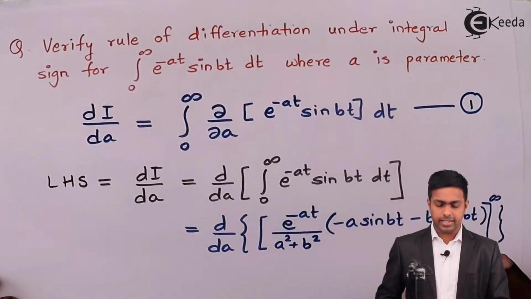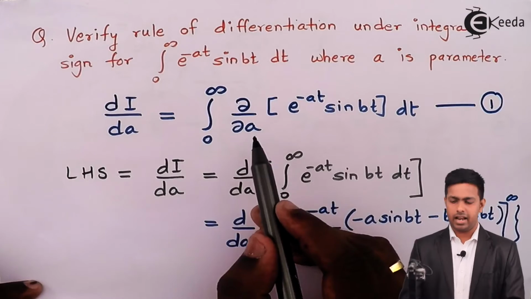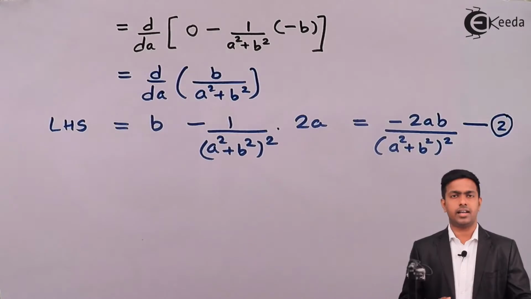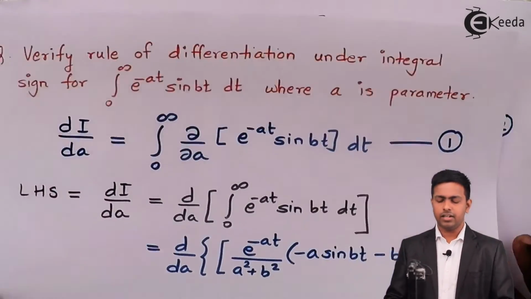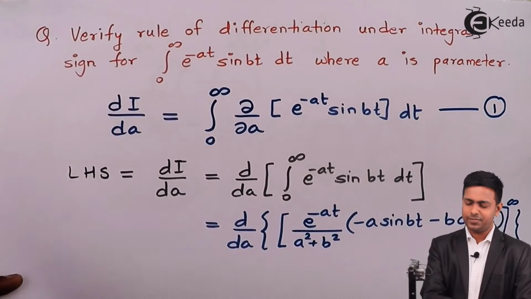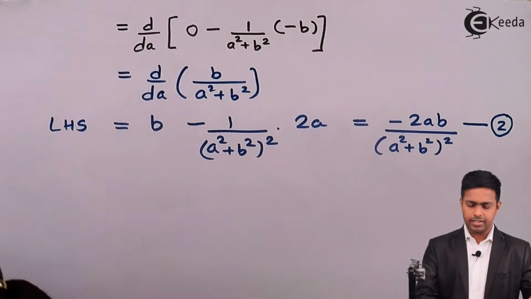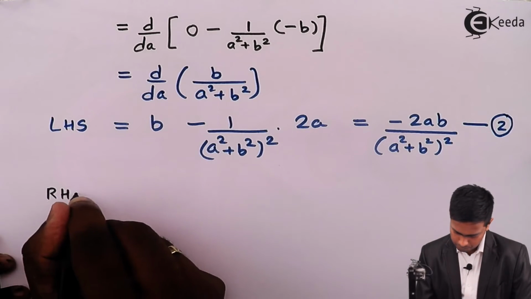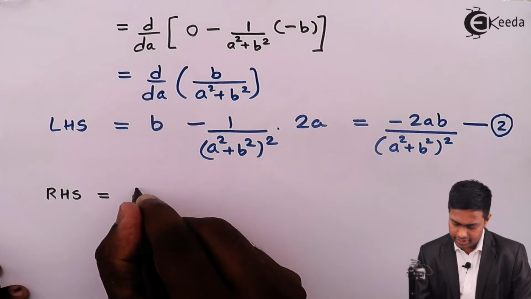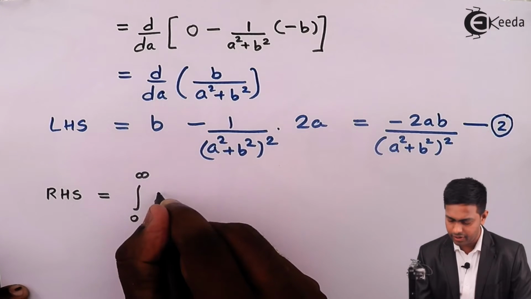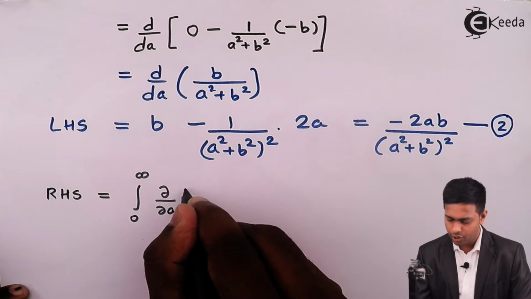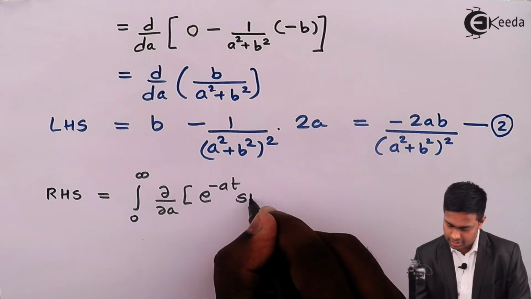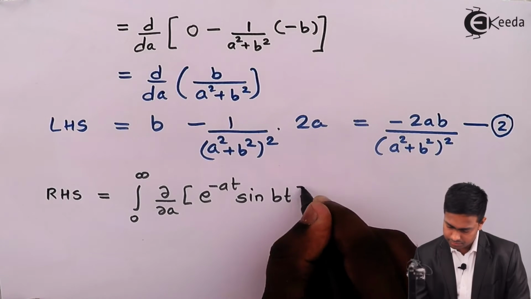Now let's evaluate the right hand side, and let's get equation number 3. If this value of LHS and RHS is the same, then we'll say that the rule of DUIS is verified. So let's start. Here I'll say RHS is equal to the integration from 0 to infinity of dou by dou a of e raised to minus at sin bt dt.